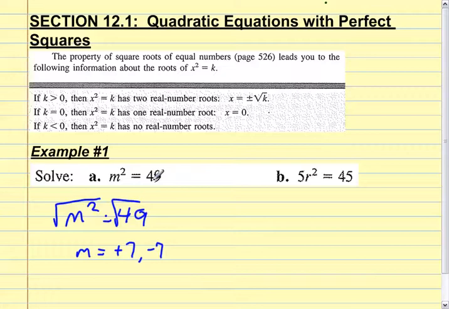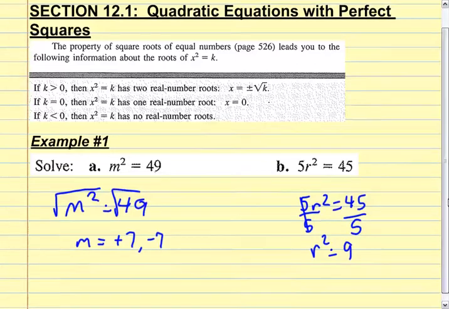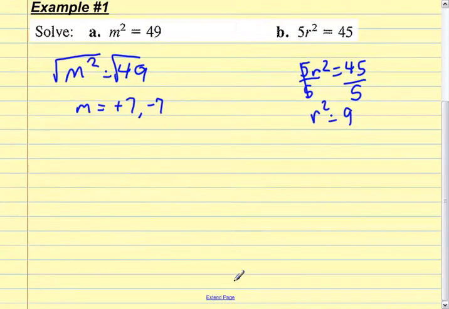Now let's look at b over here. You guys already know if I'm solving for a variable, I want to get that variable by itself. So let me rewrite this. This is 5r squared is equal to 45. I'm going to divide both sides by 5. That cancels out, and that leaves me with r squared is equal to 9. Well, we can see where this is going. Let me extend the page a bit. Now I need to take the square root of this side and the square root of that side, and that's going to leave me with r is equal to positive 3, negative 3.